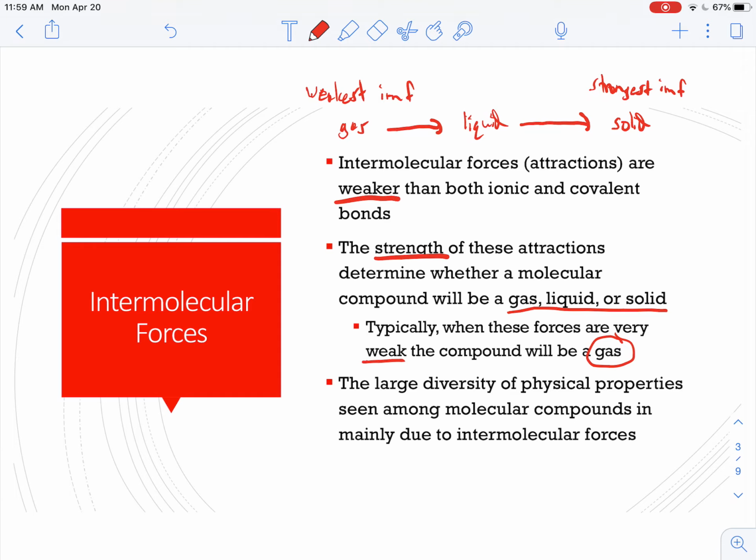What we have in our molecular compounds is this large diversity of physical properties. Molecular compounds include everything from the oxygen gas we breathe in, to water, to diamond substances, to coal, to glucose sugar. We have this very vast array of many different types of compounds. This large diversity of their properties can be the result of these intermolecular forces.